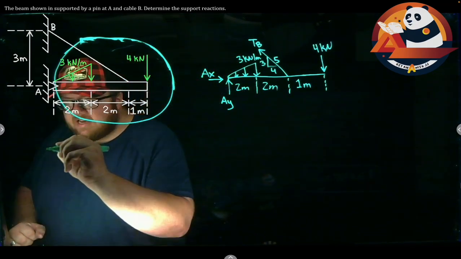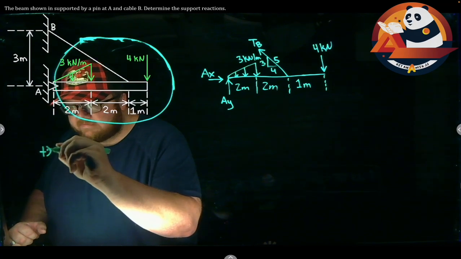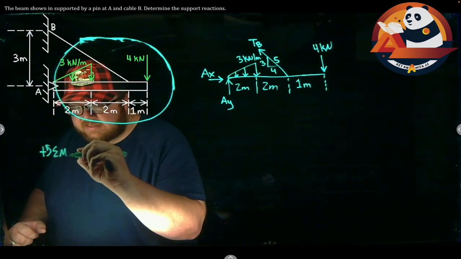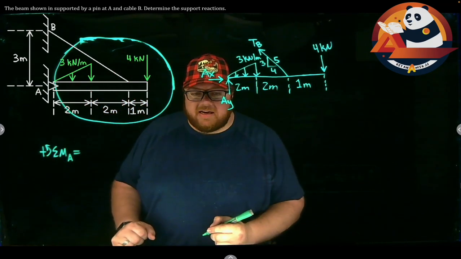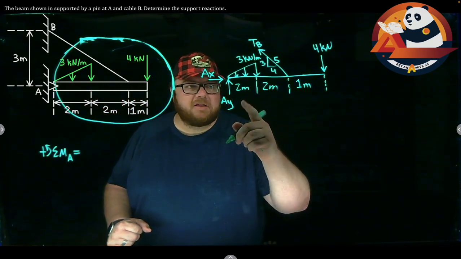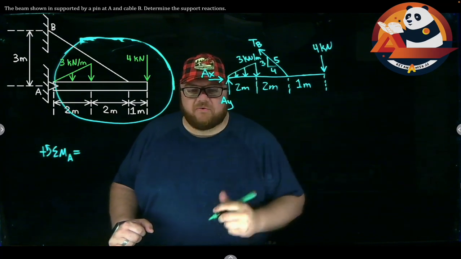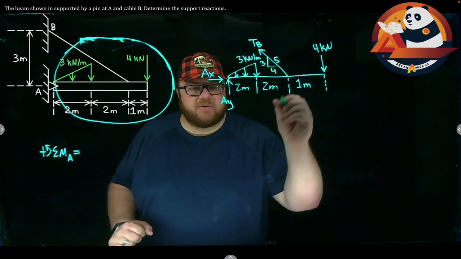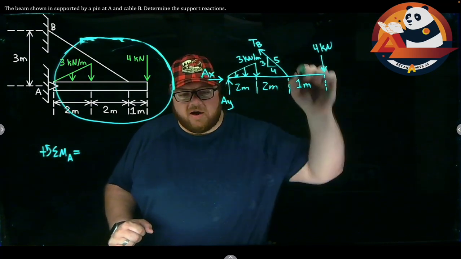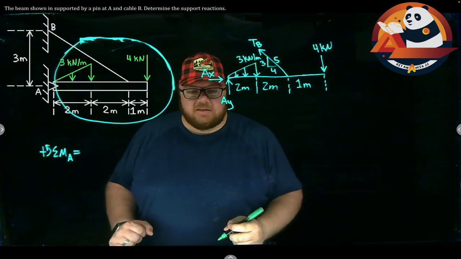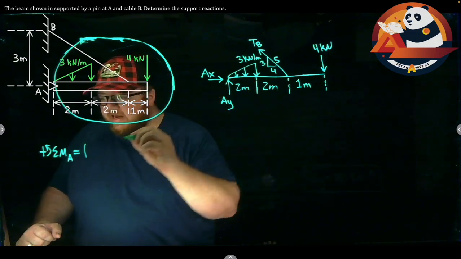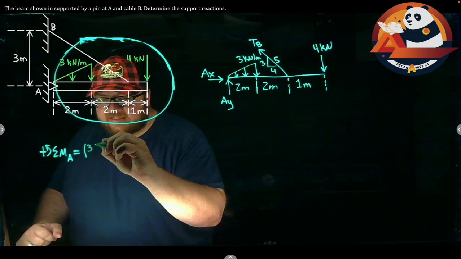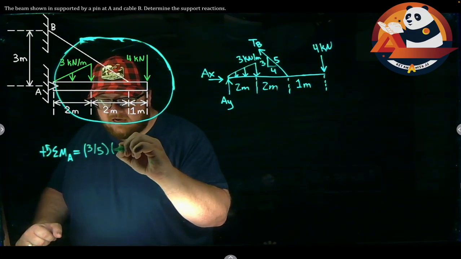So it's positive, going counterclockwise. Summing up our moments about point A, I'll have moment from the distributed load, from TB, from my 4 kilonewtons. Let's get TB in there first. It'll be counterclockwise for the Y component of this, so it'll be a positive moment. So I'll have force for the Y component. That'd be 3/5 of TB.